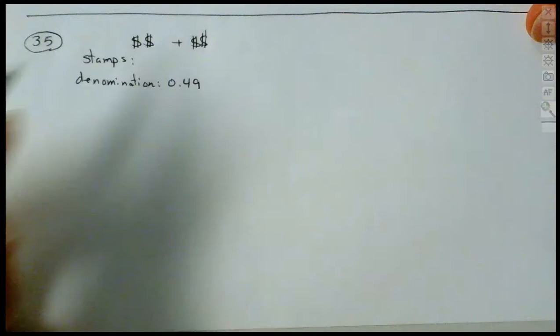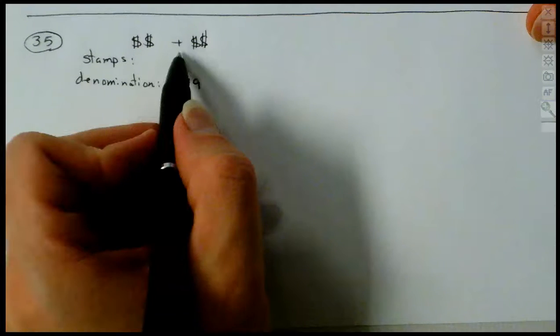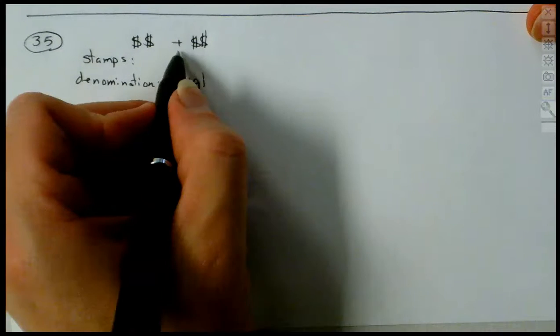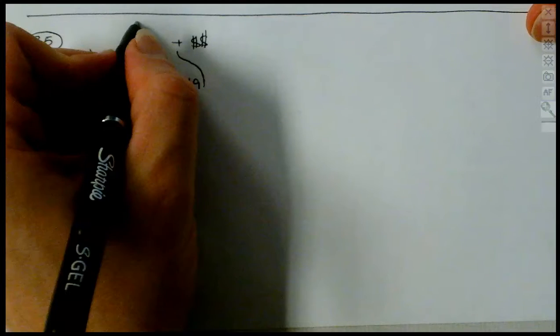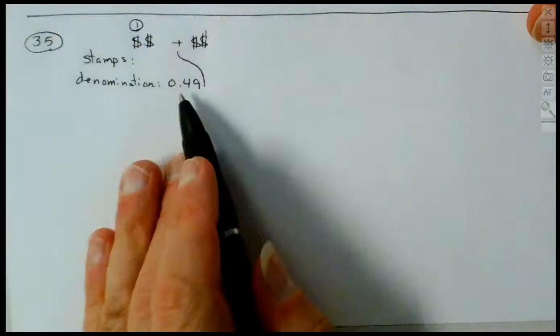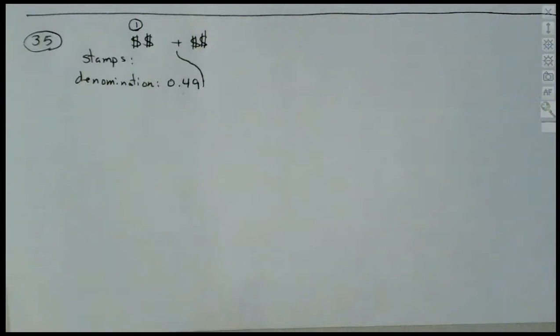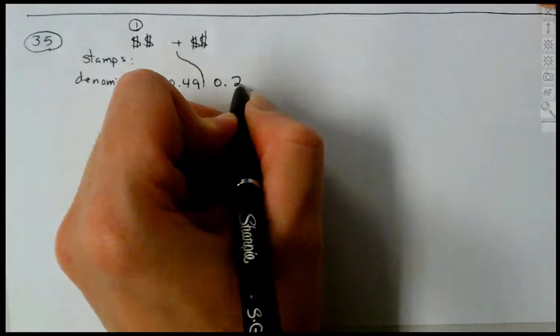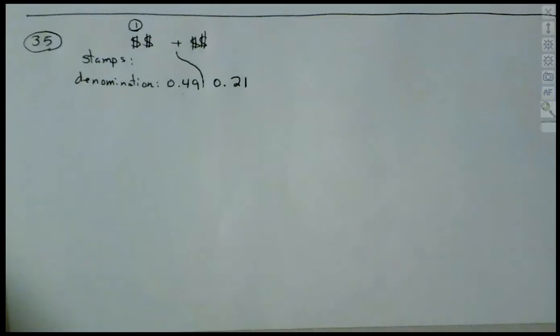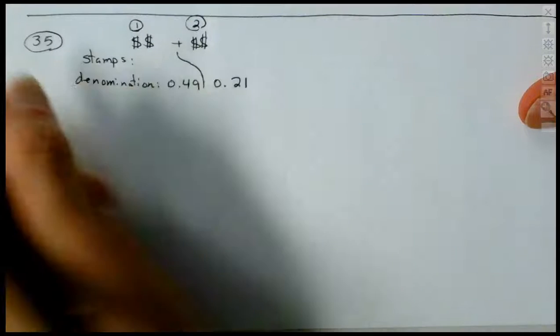We've got two types of stamps. We've got the 49-cent stamps, so that's part one, 49-cent stamps. So their denomination is 49 cents. We've also got the 21-cent stamps. So that's 0.21. Now, just like before, these are going to add together again.